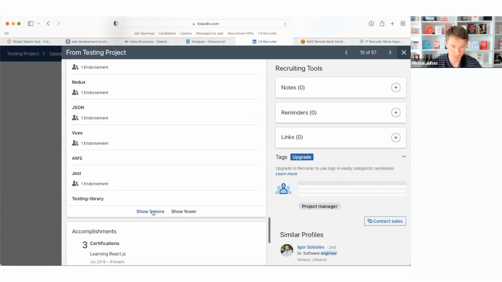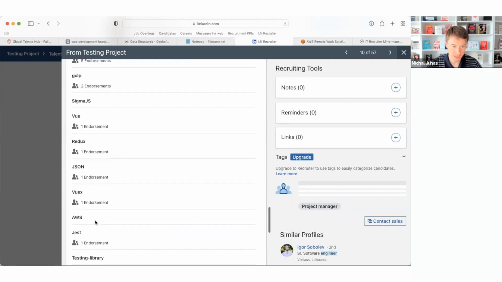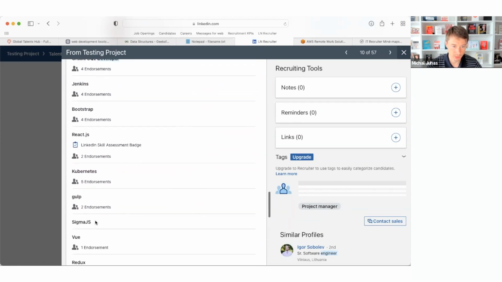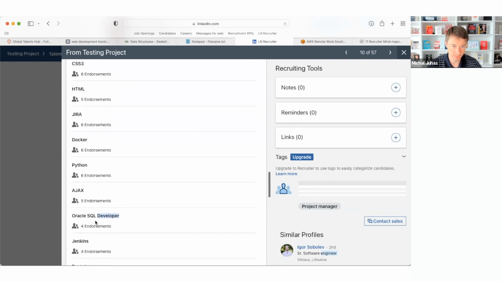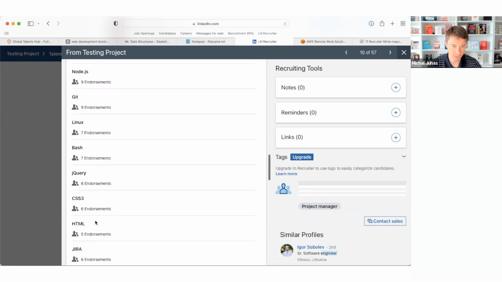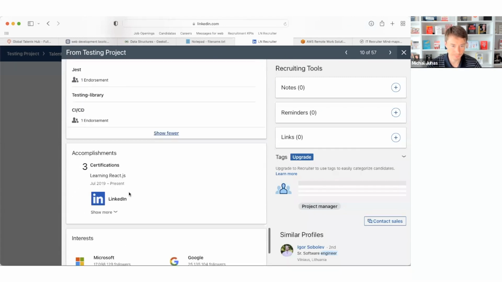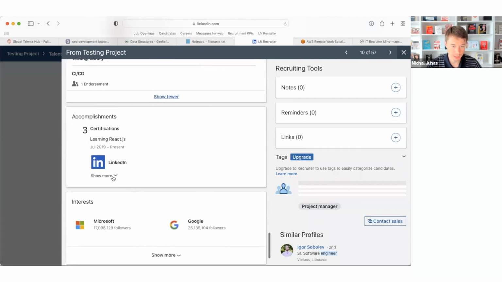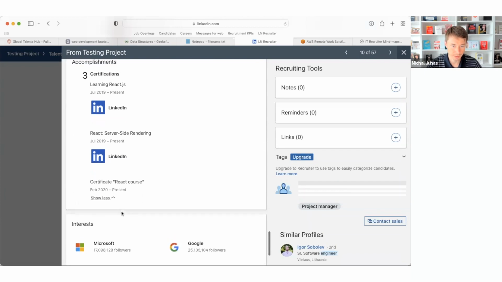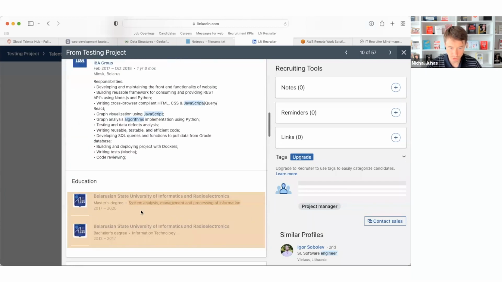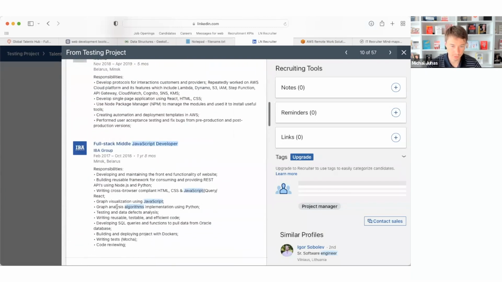Oh, that's a lot of skills, isn't it? CI/CD, Jest, Vue, Redux, Gulp, Oracle SQL, jQuery, front-end development, JavaScript. Cool. And studied at the university, so he'll have the knowledge, and he also used it in practice, the graph analysis algorithms.